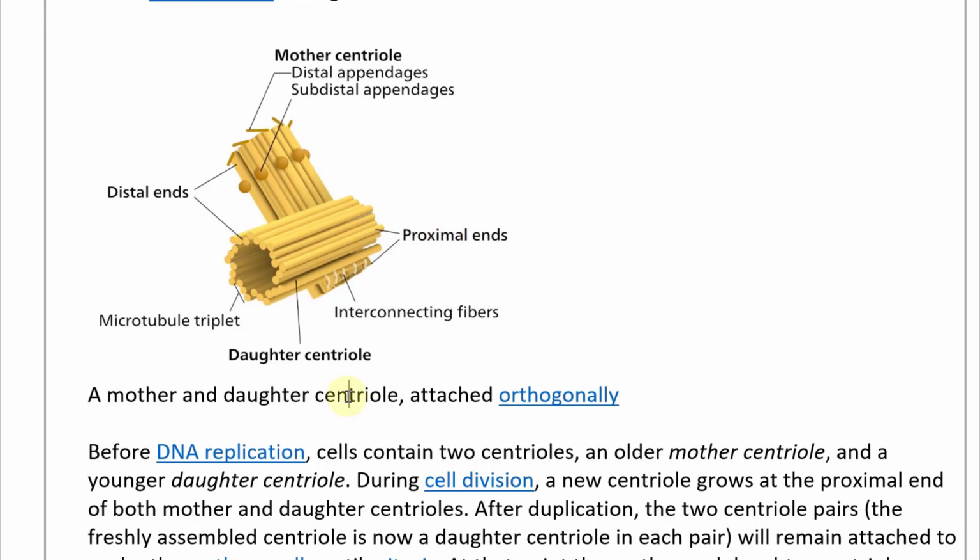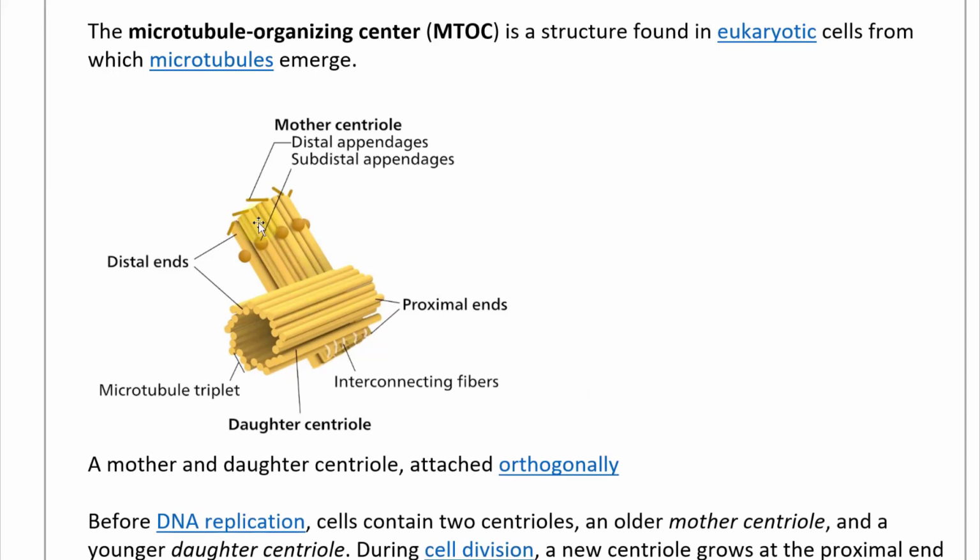And now here is a mother and daughter centriole attached orthogonally, or 90 degrees perpendicular. So this is the mother centriole, the way you can see the differences between it. It has distal appendages, so these are the distal appendages, these far ones. Distal means away from, let's say, assuming this is the center here. And then these are the subdistal appendages over here. It's subdistal, so not as far as this one. And there are the proximal ends, the close by ends over here. And there are interconnecting fibers on the bottom there.